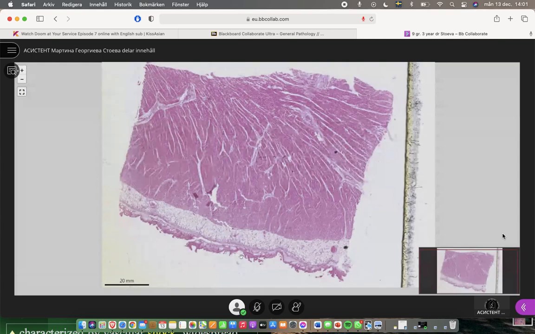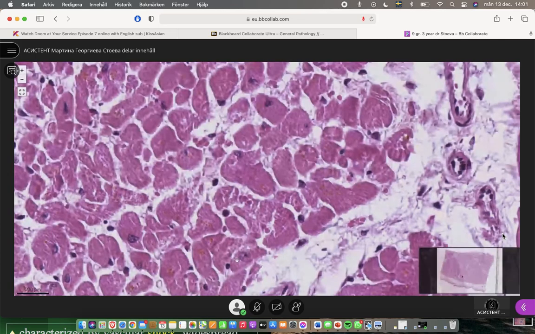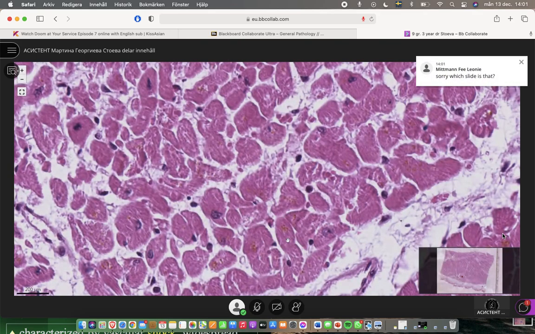But here in the myocardium, when we zoom in, we will see that there is no necrosis. The cardiomyocytes contain their nuclei. In some areas, we can't find the nuclei, or within some of the cells, we can't find them because of the fact that this is more transversal or a little bit oblique.